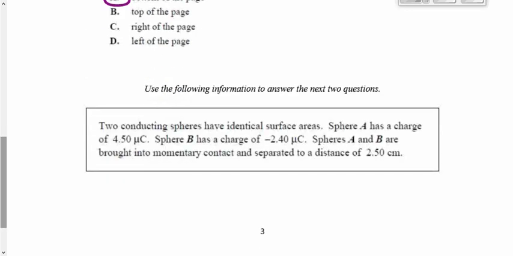Two conducting spheres have identical surface areas. Look, they're telling us here, you know where they're going with this already, right? When you read that first sentence. When they're telling us these conducting spheres are the same, you know they're going to touch together because they're telling us basically that when we touch them, they're going to balance each other out, right? Sphere A has a charge of 4.5 microcoulombs. B is negative 2.4 microcoulombs. A and B are brought into contact and then separated to a distance of 2.5 centimeters.